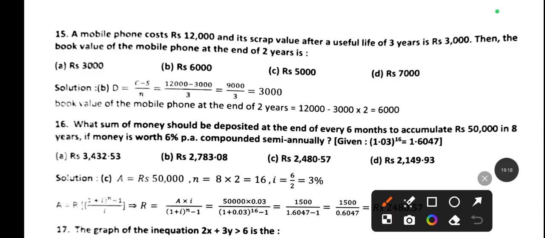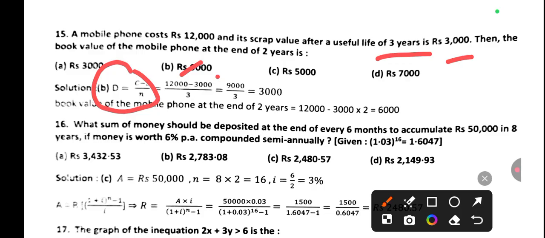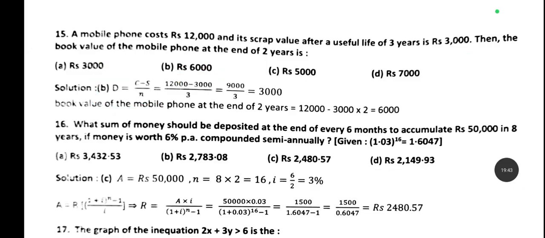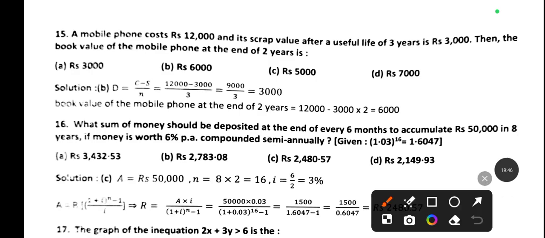In the 15th question, the mobile cost is 12,000, scrap value after 3 years is 3,000. So the D formula: D is equal to C minus S by N. C is 12,000, S is 3,000, by 3. 12,000 minus 3,000 is 9,000. 9,000 by 3, you can write it as 3,000. So that is the depreciation. But they ask at the end of 2 years. So just don't answer with the 3,000. People are writing D, they're saying D and writing 3,000. They asked at the end of 2 years.